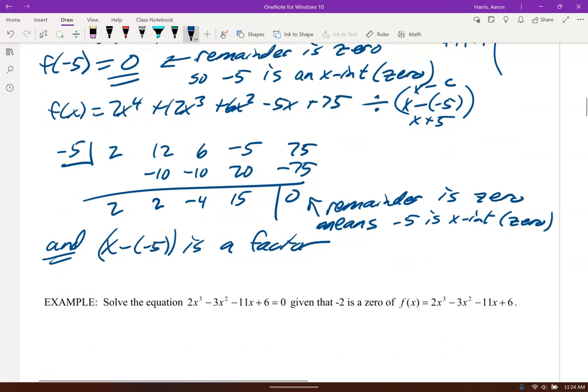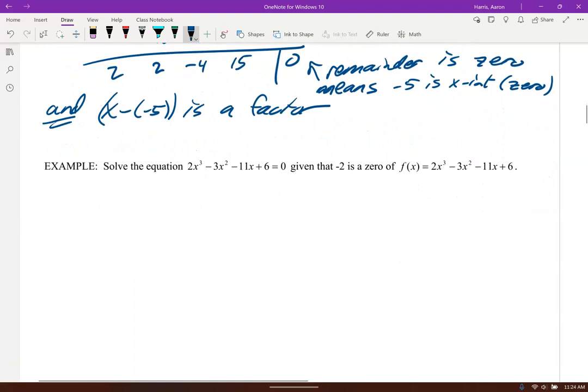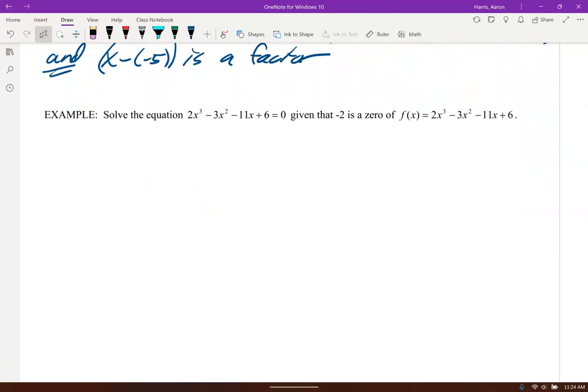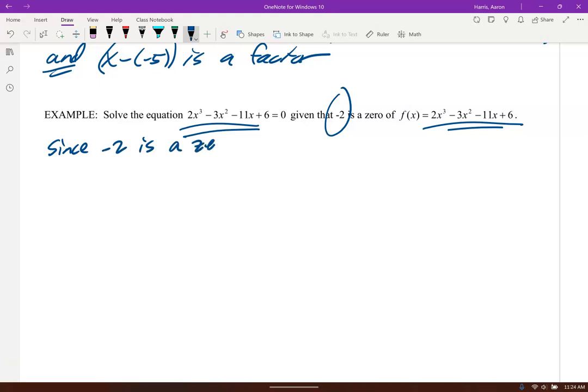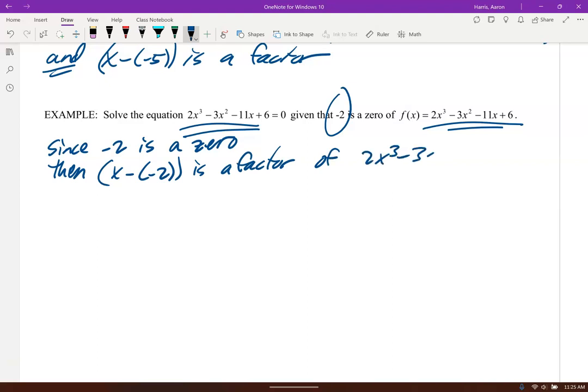Okay, let's keep going here. Let's solve this equation now. So let's use this information to solve. So it says -2 is a 0 of this function right here, right? So since -2 is a 0, then x minus -2 is a factor of 2x cubed minus 3x squared minus 11x plus 6.